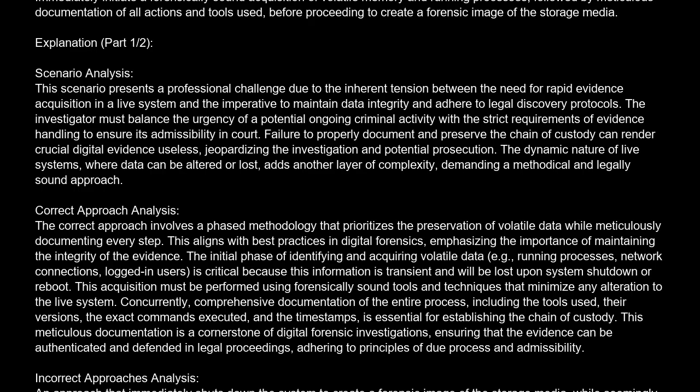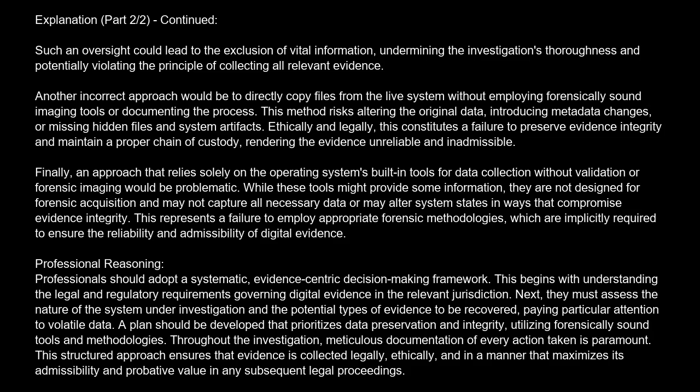Incorrect approach analysis. An approach that immediately shuts down the system to create a forensic image of the storage media, while seemingly efficient, fails to capture volatile data. This regulatory and ethical failure stems from the potential loss of critical evidence that exists only in RAM or active processes. Such an oversight could lead to the exclusion of vital information, undermining the investigation's thoroughness, and potentially violating the principle of collecting all relevant evidence.